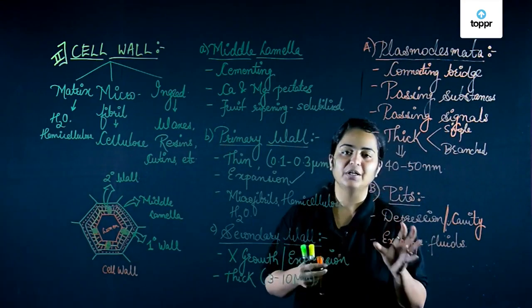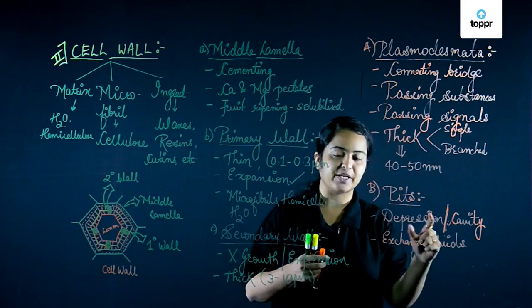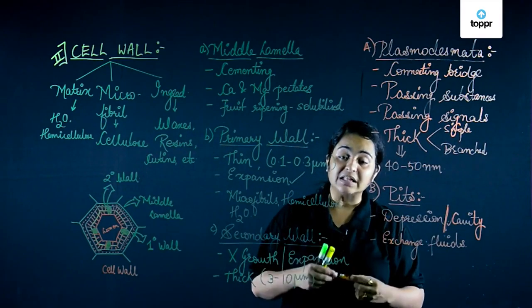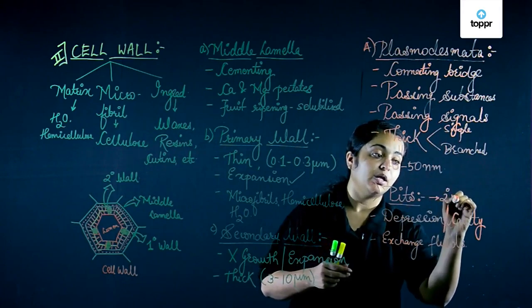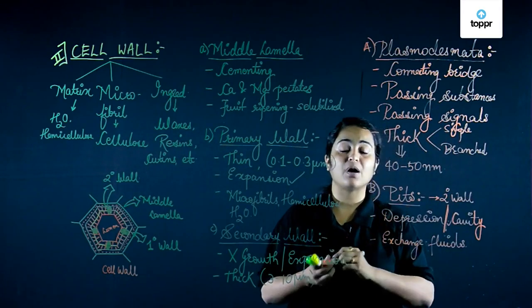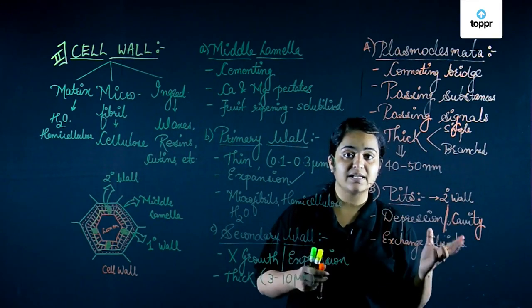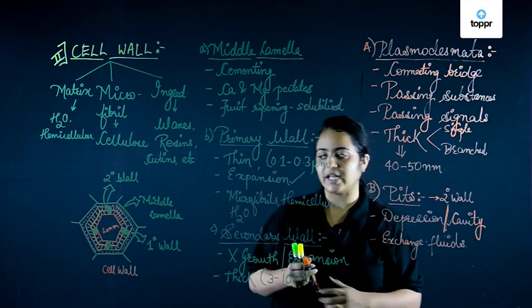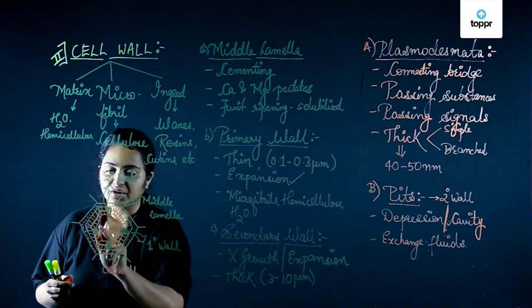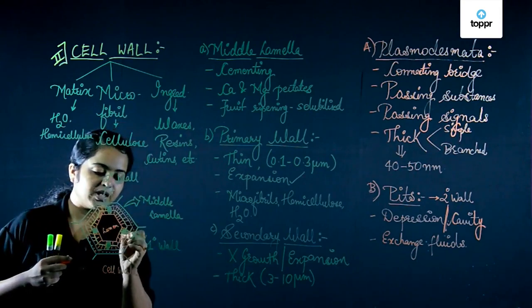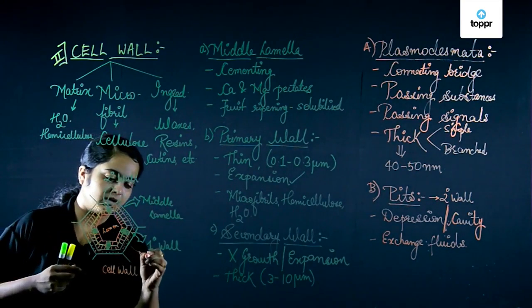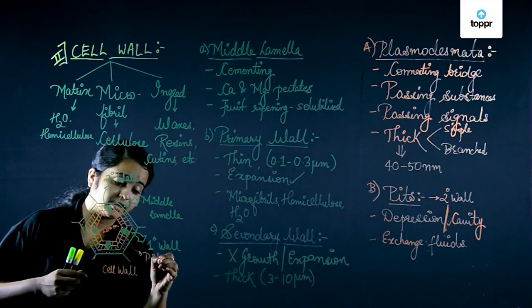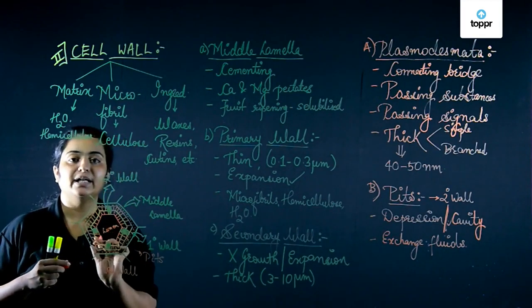Well, basically, pits are structures which are depression or cavity-like structures. These are found usually in the secondary wall. That means these are not present outside the middle lamella. These are present inside the structure of the cell wall. They are present somewhere here. Now, as we can see, these green marks are nothing but the pits. And these pits are found where? They are found in the structure of the secondary wall.